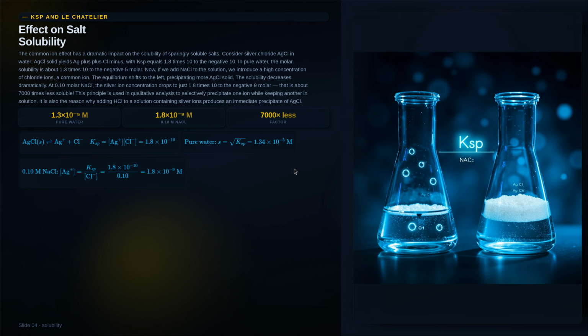The solubility decreases dramatically. At 0.10 molar NaCl, the silver ion concentration drops to just 1.8 times 10 to the negative 9 molar. That is about 7,000 times less soluble. This principle is used in qualitative analysis to selectively precipitate one ion while keeping another in solution. It is also the reason why adding HCl to a solution containing silver ions produces an immediate precipitate of AgCl.